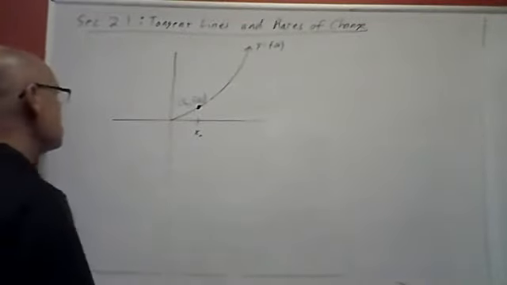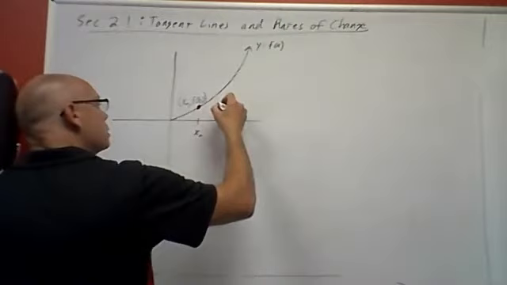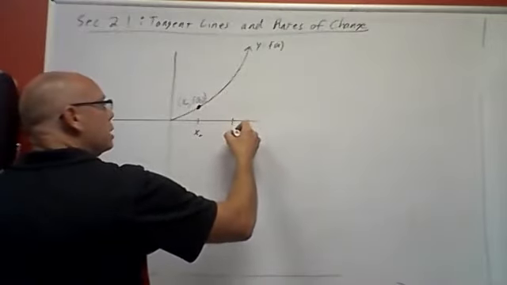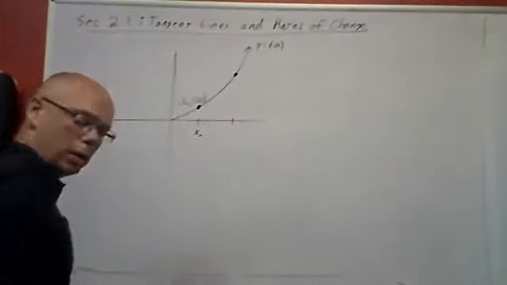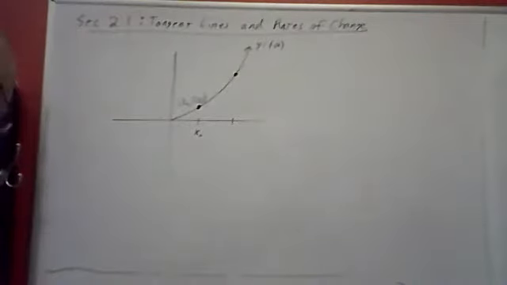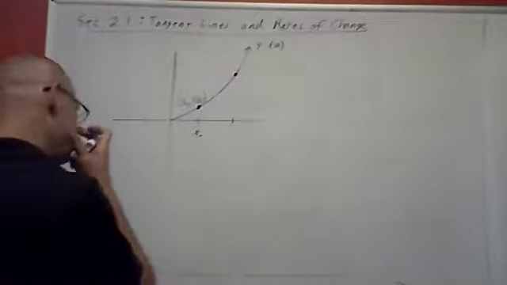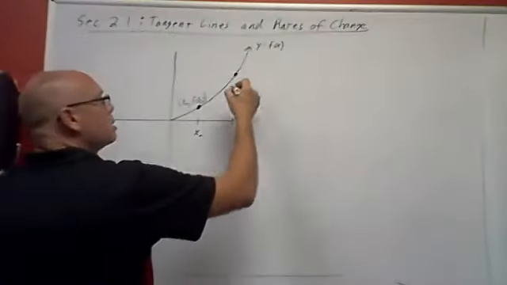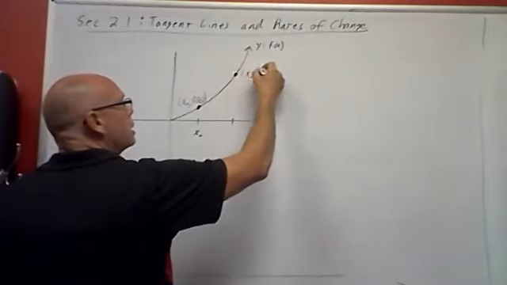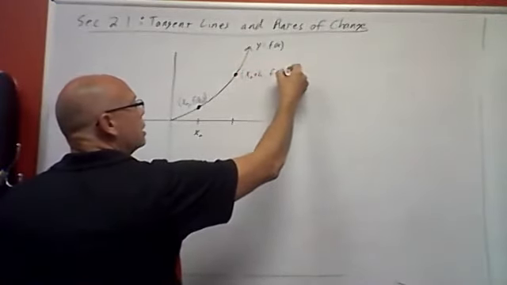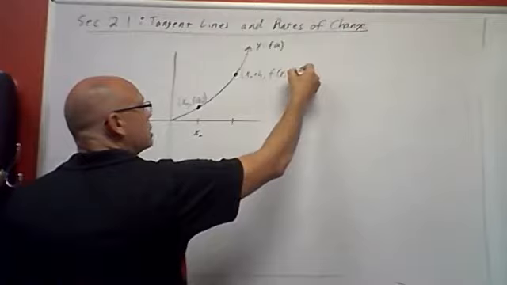All right, now let's pick some other points on the curve. Maybe we'll come over here and we'll pick that point right there. Let's go ahead and call that x subscript of 0 plus h, and f at x subscript of 0 plus h.